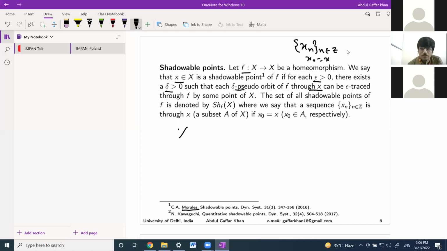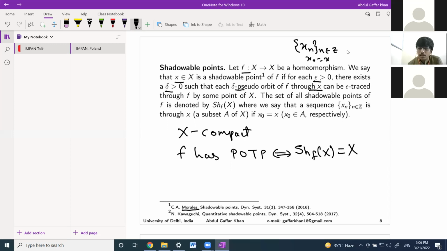Surprisingly, he observed that if X is compact, then F has the shadowing property, allow me to write POTP as a short key, if and only if the set of all shadowable points, denoted by S(F), is the whole space. This is not the case with pointwise expansive homeomorphisms, as we have seen in the examples. This was one of the key notions, where one can see that the notion of shadowing can be localized and studied further.